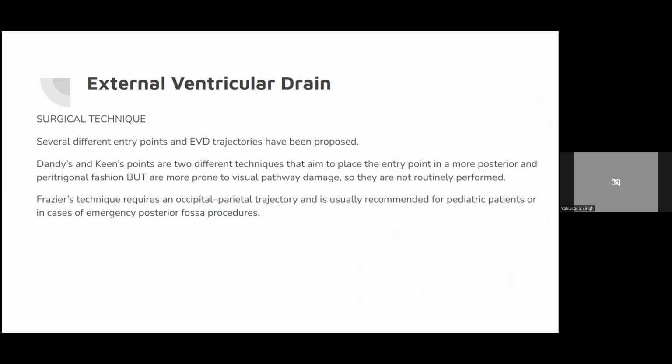Frazier's technique requires an occipital parietal trajectory and is usually recommended for pediatric patients or in cases of emergency posterior fossa procedures.